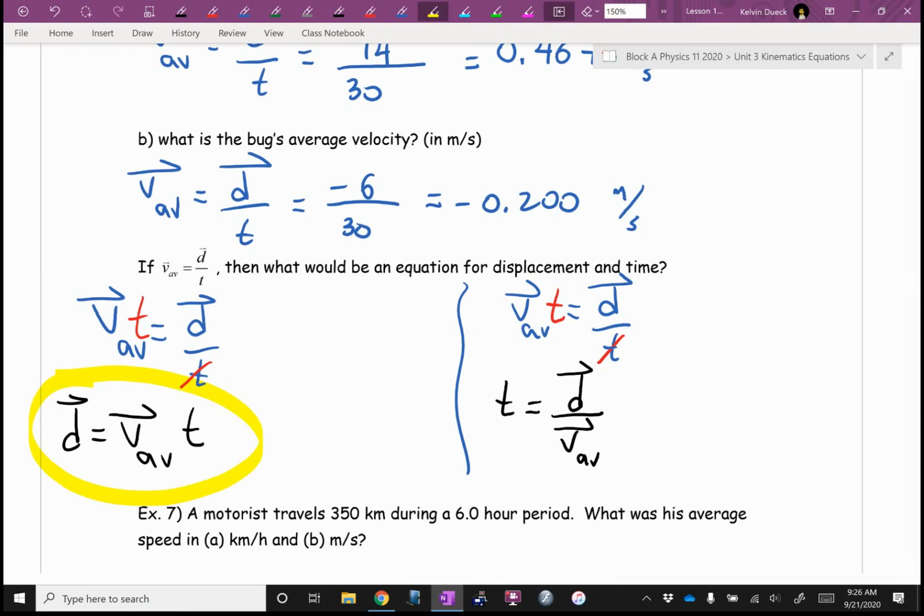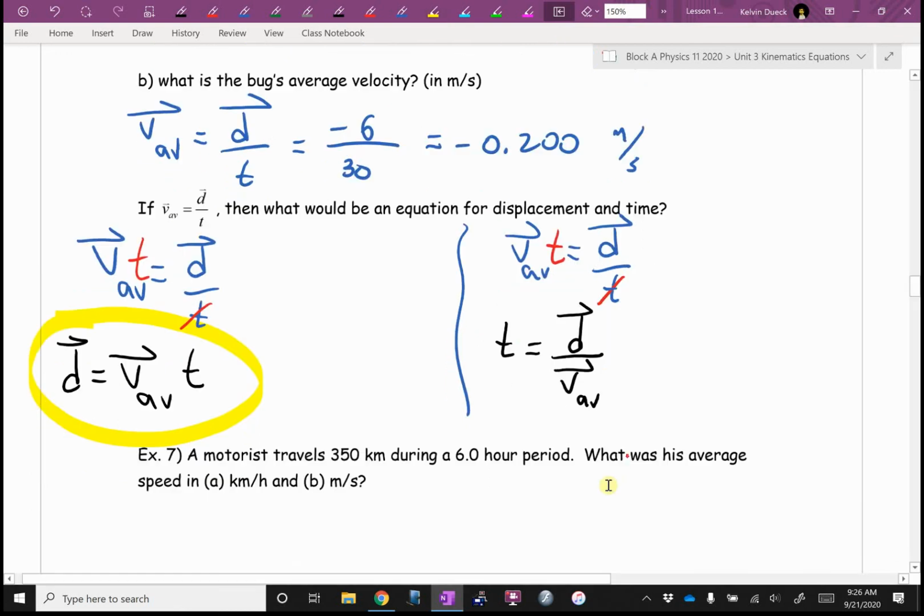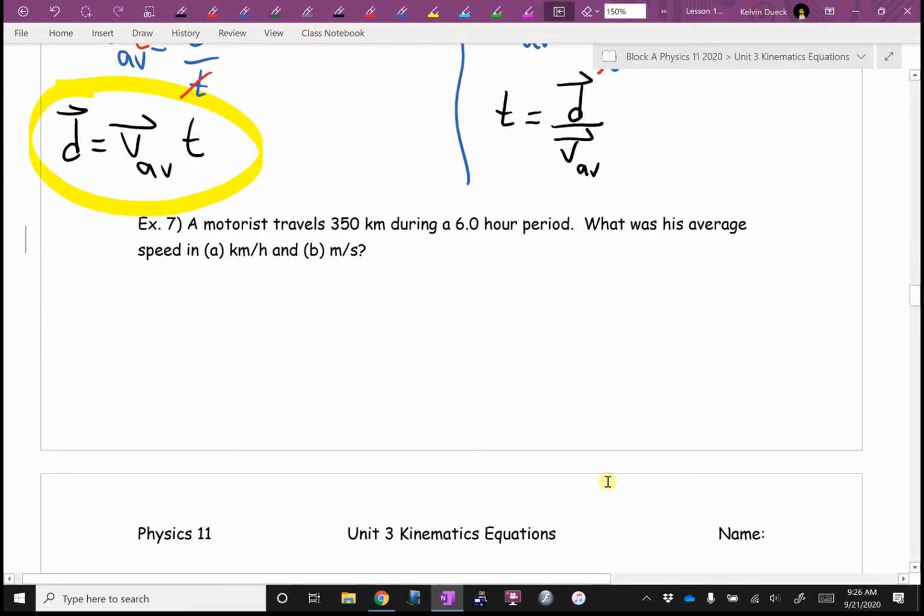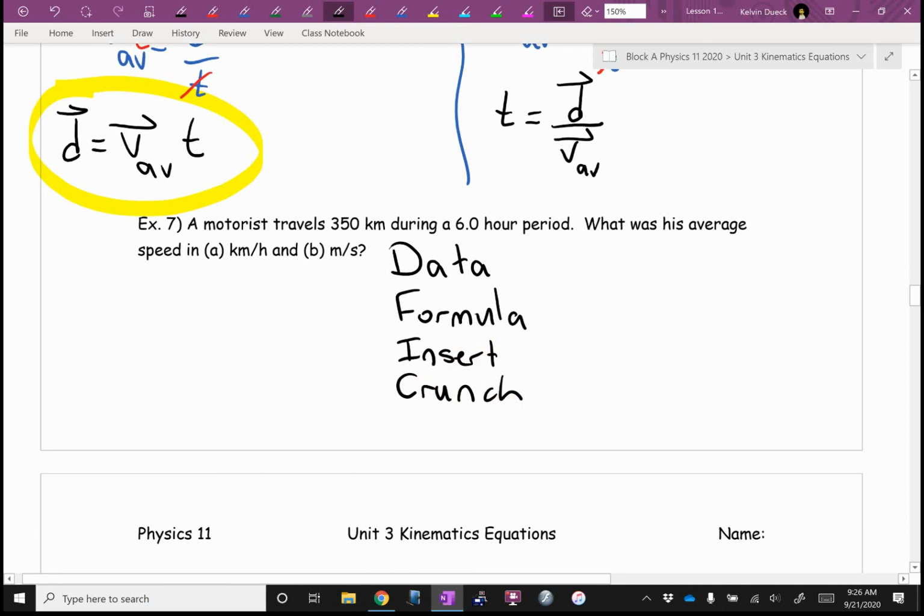Really, the point of this lesson was to get to example 7 and following. So here we go. A motorist travels 350 kilometers during a 6-hour period. What's his average speed in kilometers per hour and in meters per second? What does this want me to find? I tend to use an approach for physics that I call DFIC. Don't write this down, because we're going to put it in our notes in a couple of days. DFIC stands for list your data, find a formula, insert the numbers, crunch or calculate the answers.